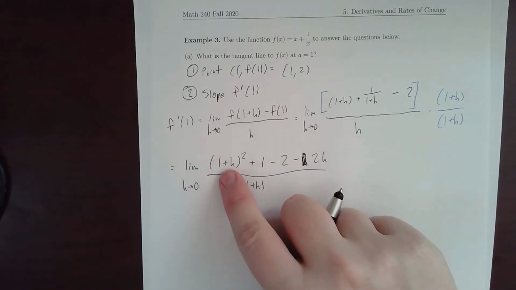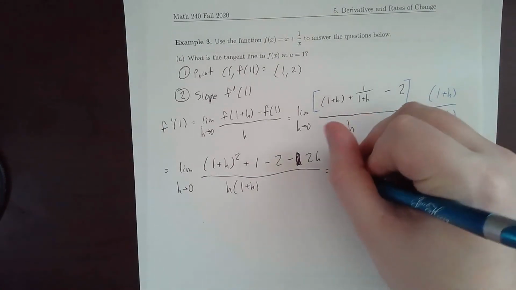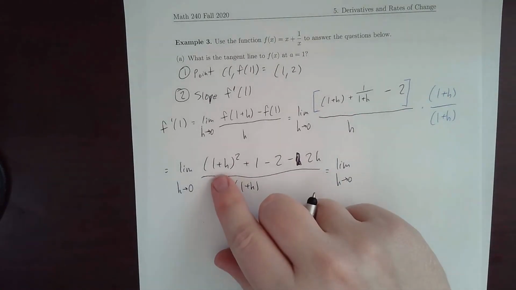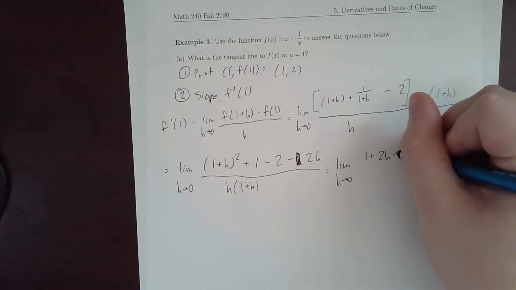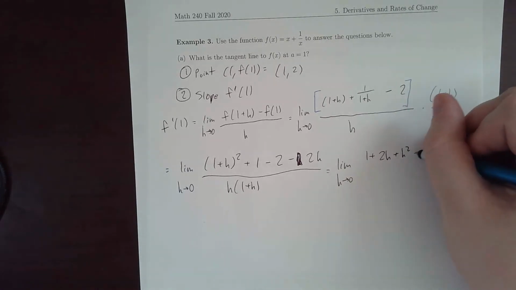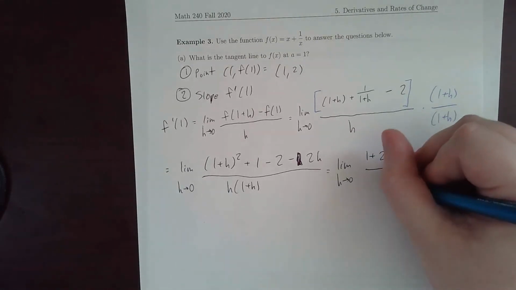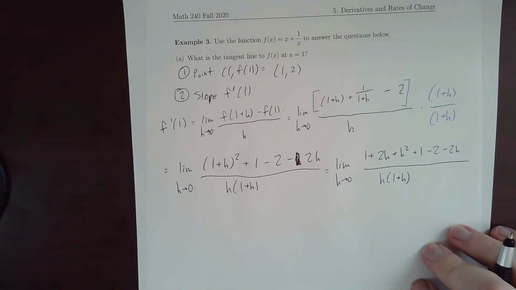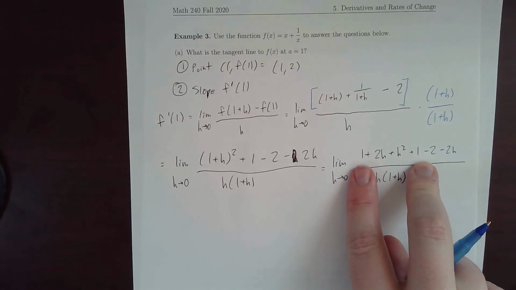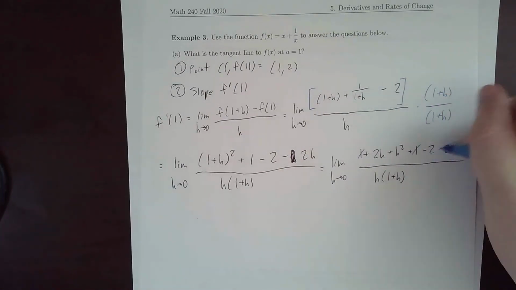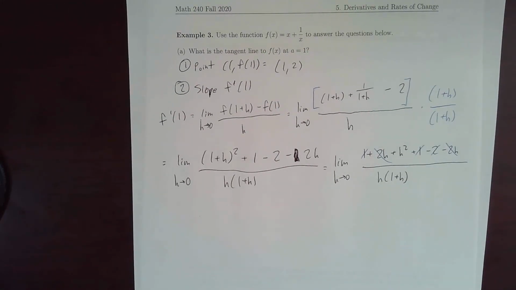Okay, so again, we've got this nice squared term here that we're going to have to go ahead and expand. So this will then be the limit as h approaches 0, and we want to go ahead and FOIL this out. So we'll get 1 plus 2h plus h squared plus 1 minus 2 minus 2h all over h times 1 plus h. Alright, so right, we've got everything right at this point. We can go ahead and cancel some stuff. 1 plus 1 is 2, but we also have a negative 2. So these two 1s will cancel with this negative 2. 2h and negative 2h are going to go ahead and cancel out.